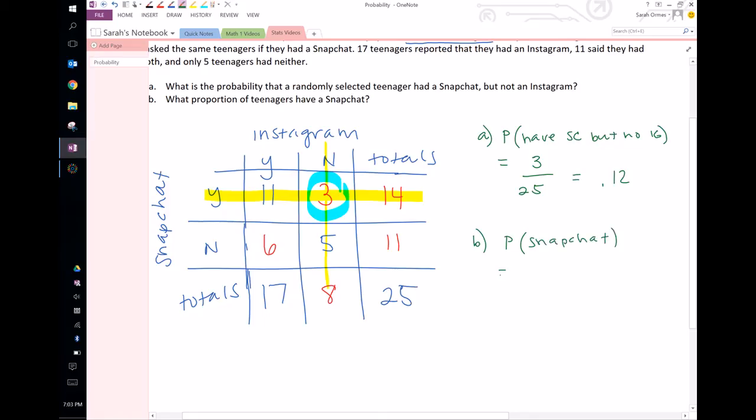Okay? So what I know is that I want Snapchat, yes. I'm in this column, or sorry, that row. So there are 14 teenagers who have a Snapchat out of 25 total. And that is 56% or 0.56, whichever one you like better.